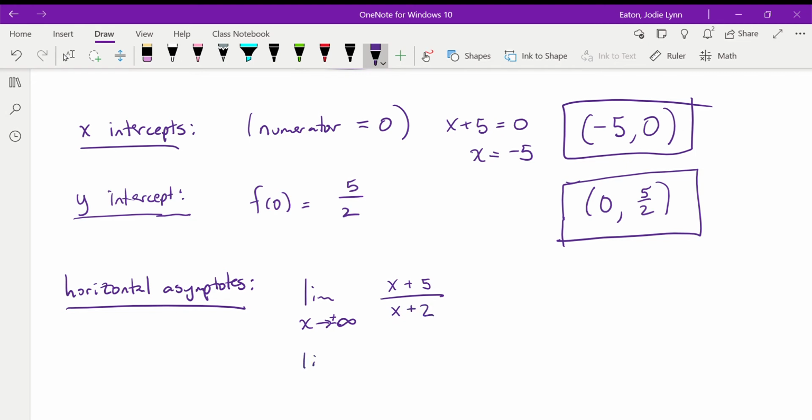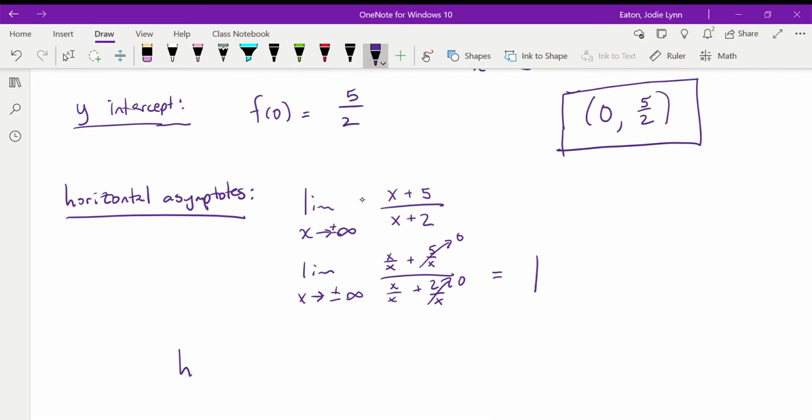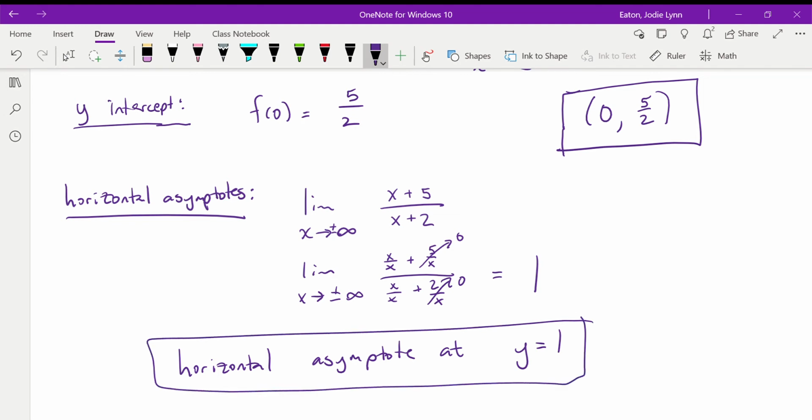Okay, so this is the limit as x approaches plus and minus infinity of x over x plus 5 over x, over x over x plus 2 over x. So this goes to 0, this goes to 0. So we end up with 1 over 1, which is 1. So that means we have a horizontal asymptote at y equals 1. Okay, that's another important piece of information. Put a box around it.